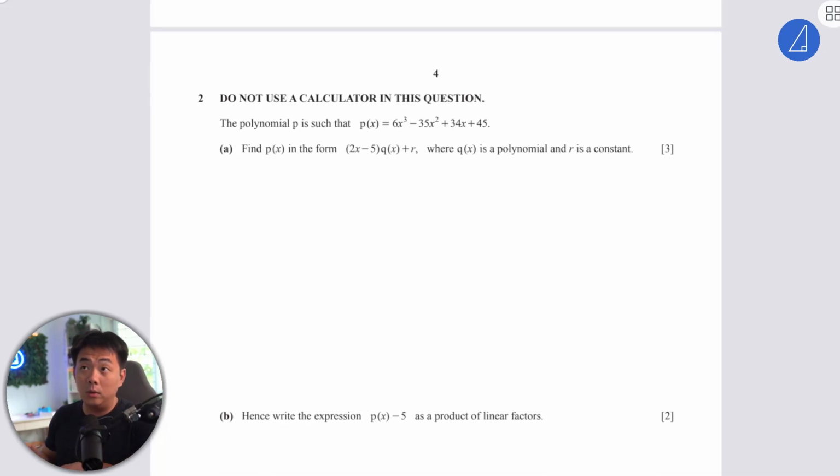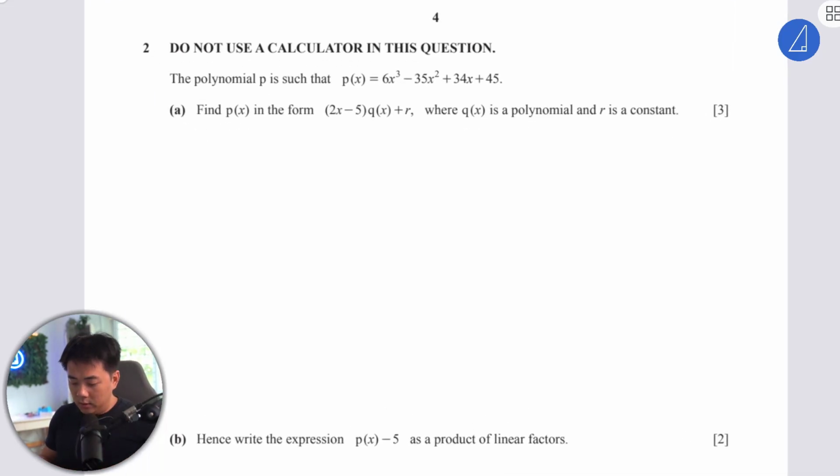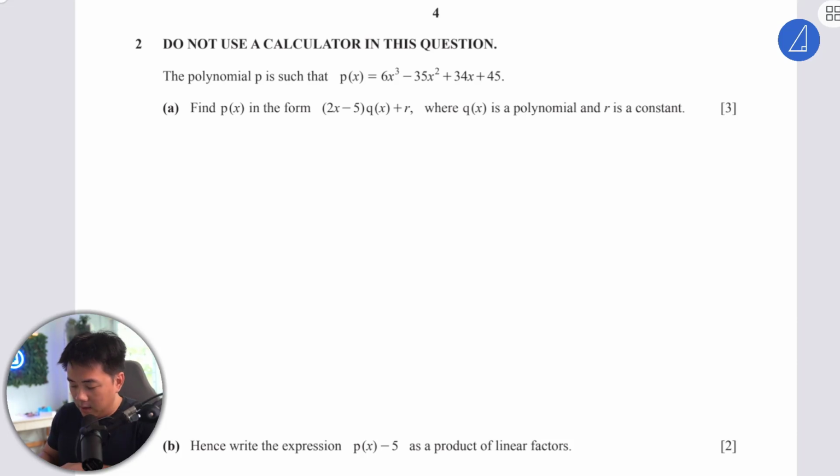Okay, let's look at question 2. We are told not to use a calculator in this question. So the polynomial p is such that p(x) is a cubic expression: 6x cubed minus 35x squared plus 34x plus 48.